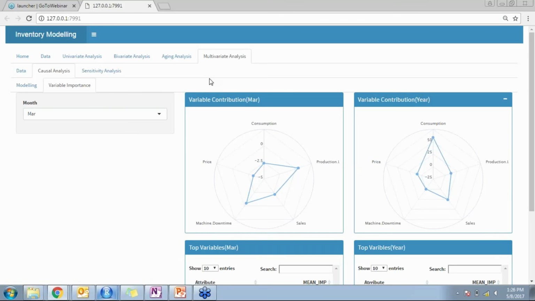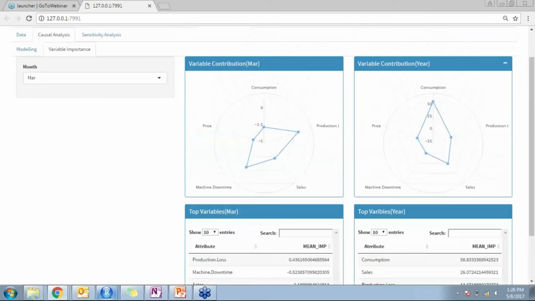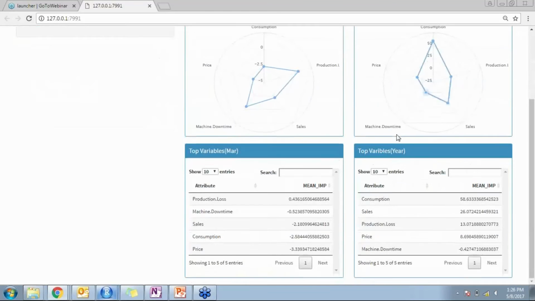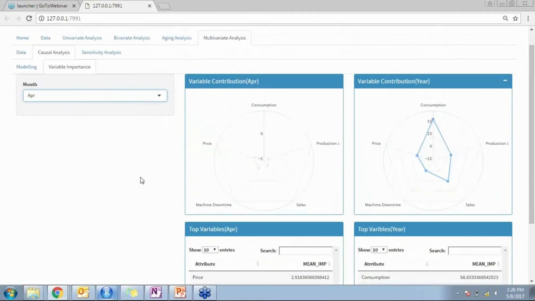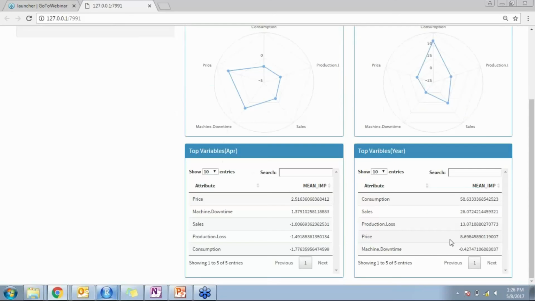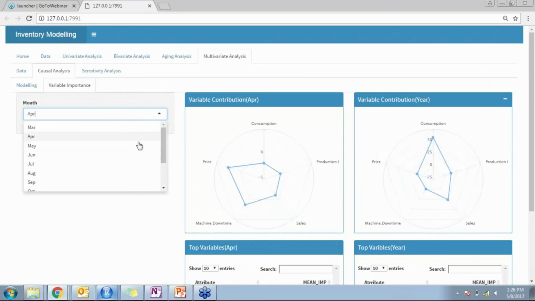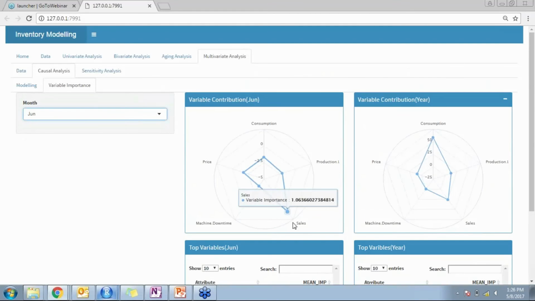Another important part is variable importance. This is slightly different from the approaches we have discussed so far, because it analyzes month to month how different variables contribute to the total stockpiling. If you can see here, this is the overall impact over a period of time, the total over a particular year, which will not change. However, when I change from one month to another, the importance of different variables changes.